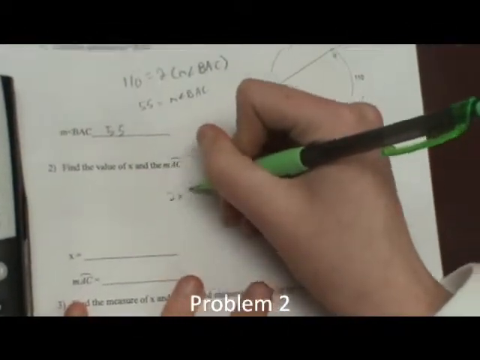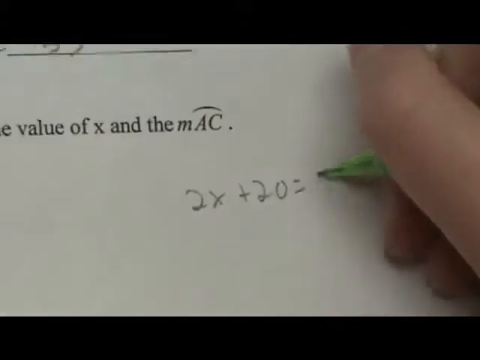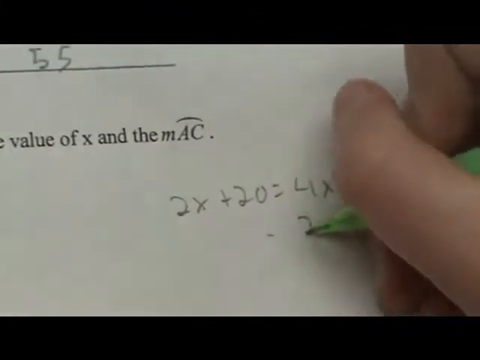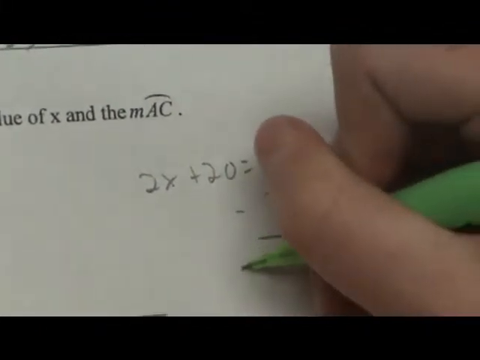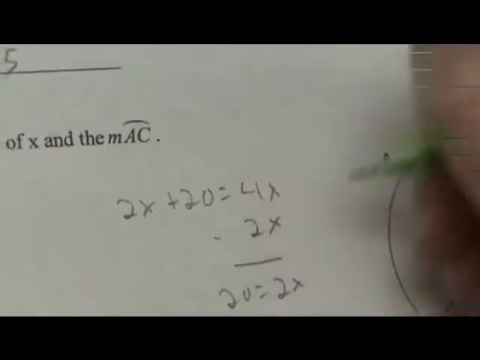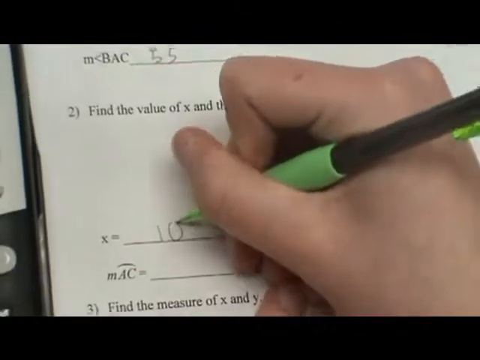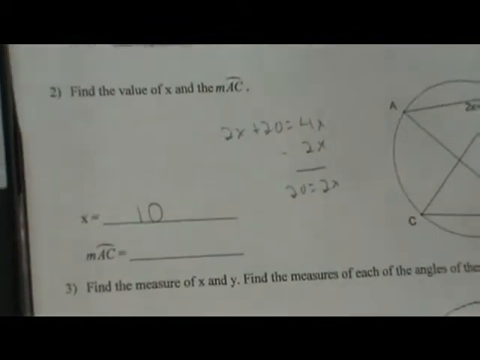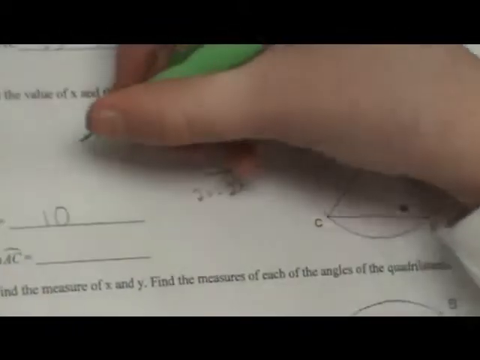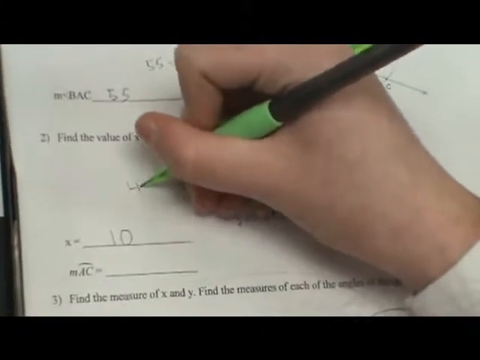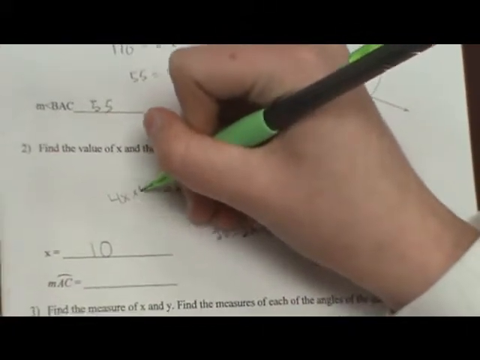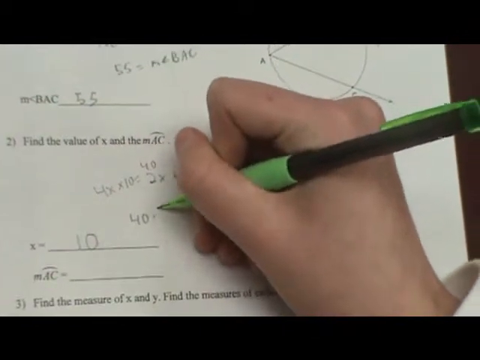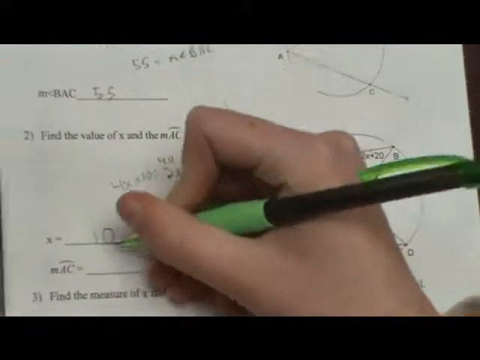Then for problem 2, for finding the value of x, we would set 2x plus 20 equal to 4x. We subtract the 2x from the 4x, and we get 20 equal to 2x, and therefore x equals 10. To find the angles, we plug it into one of the equations, and we get 4x times 10 equals 40. Then we would take 40 times 2, since we're looking for the measure of the arc and not just the angle.